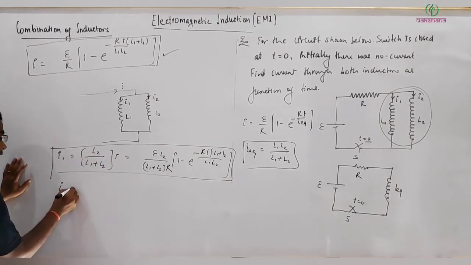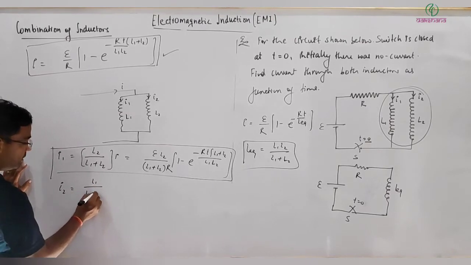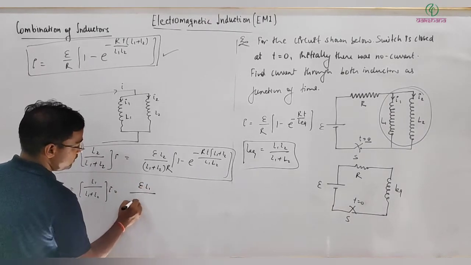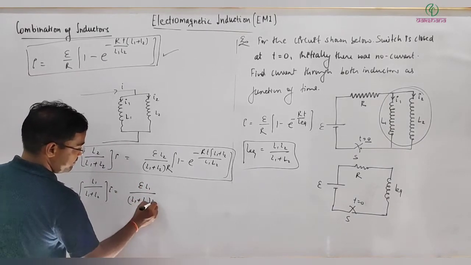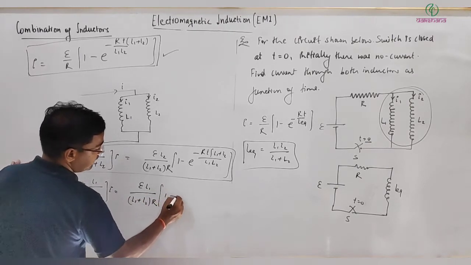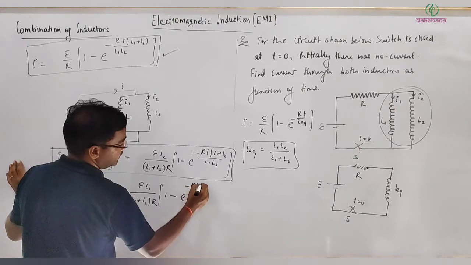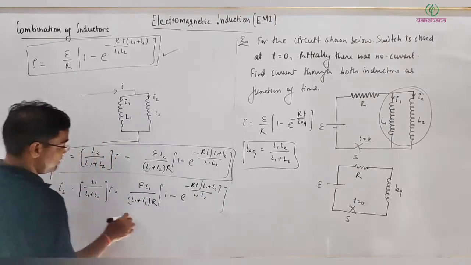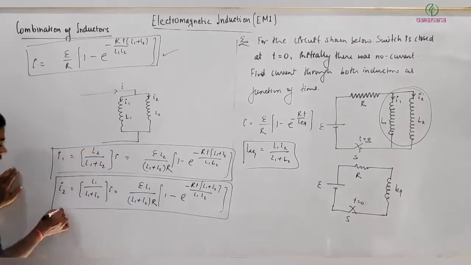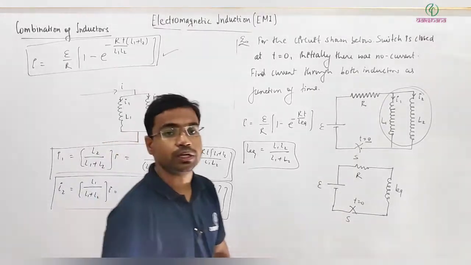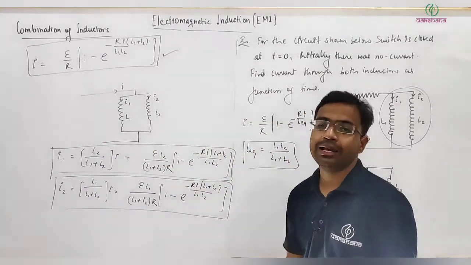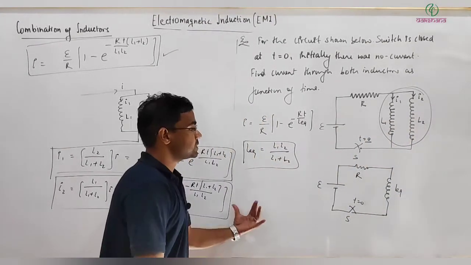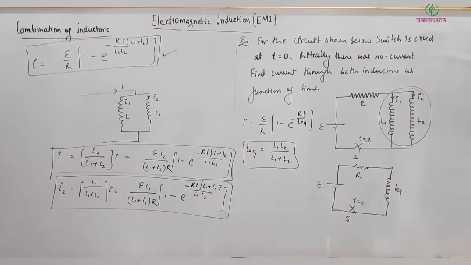Exactly in the same manner I can write I2 is equal to L1 divided by (L1 plus L2), whole multiplied by I, and this is E divided by (L1 plus L2) multiplied by R into (1 minus e raised to power minus RT (L1 plus L2) whole divided by L1 L2). This is the current through inductor 2. So you can see that with the help of series-parallel combination we can solve this problem very easily, right? So let's see the next problem.